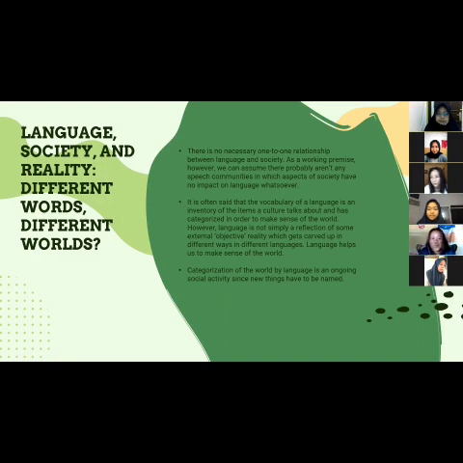It is often said that the vocabulary of a language is an inventory of the items a culture talks about and has categorized in order to make sense of the world. However, language is not simply a reflection of some external objective reality which gets carved up in different ways in different languages. Language helps us to make sense of the world. Categorization of the world by language is an ongoing social activity since new things have to be named. That's all for me. Thank you.